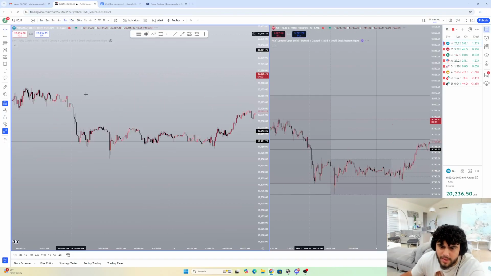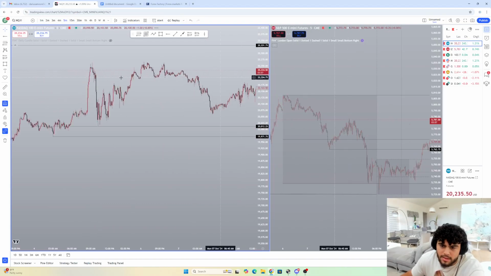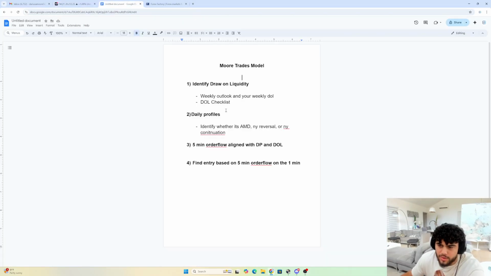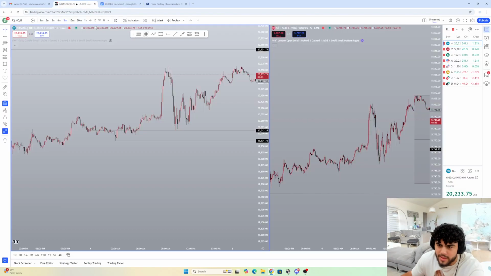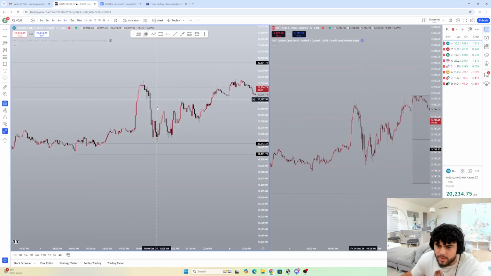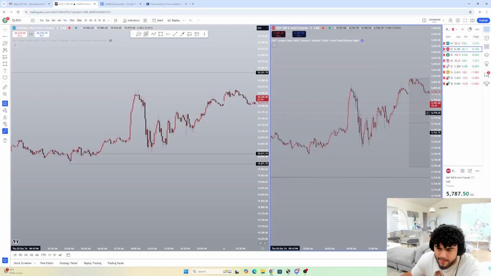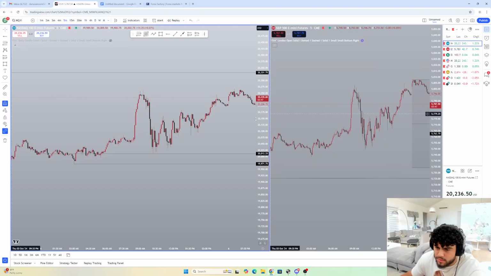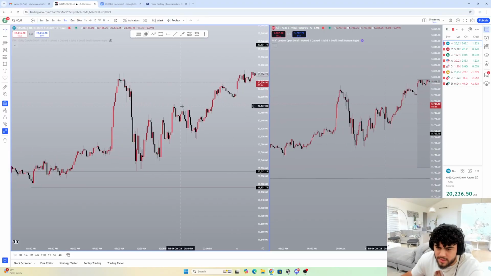Now, 5 minute, get bearish. So steps 1 and 2, identify the draw on liquidity, identify daily profile. That has made me bearish so far. 5 minute order flow, get bearish. Okay, so 5 minute order flow did in fact get bearish. And then the only time we got a real 5 minute entry was on this 5 minute fair value gap. So once we tap into that 5 minute fair value gap, I can go ahead and look on the 1 minute.